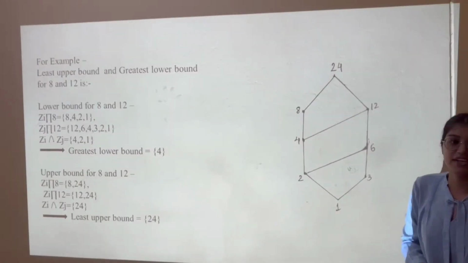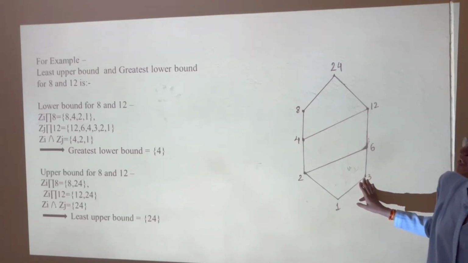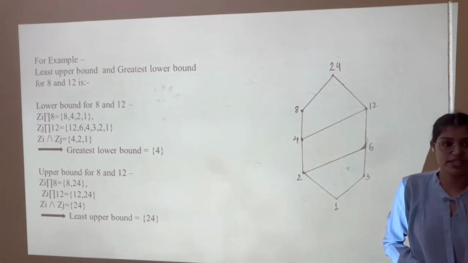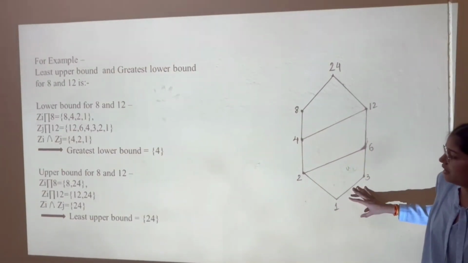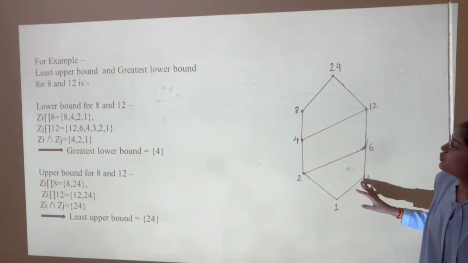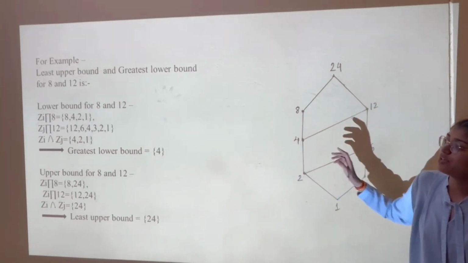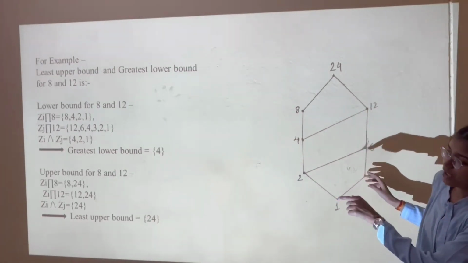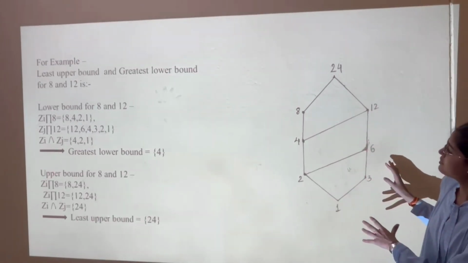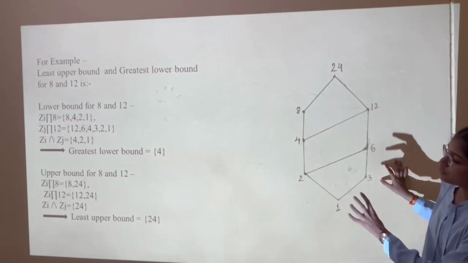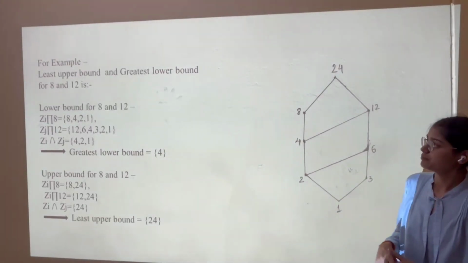Now, let's understand lattice with the help of an example. So this is a diagram, and firstly we need to find the least upper bound and greatest lower bound. So we can find it for any pair of elements in this diagram. So we are finding it for 8 and 12. So the lower bounds for 8 and 12 will be 4, 2 and 1. So the greatest lower bound will be 4. And whereas the upper bound for 8 and 12 will be 24 and the least upper bound will be 24.